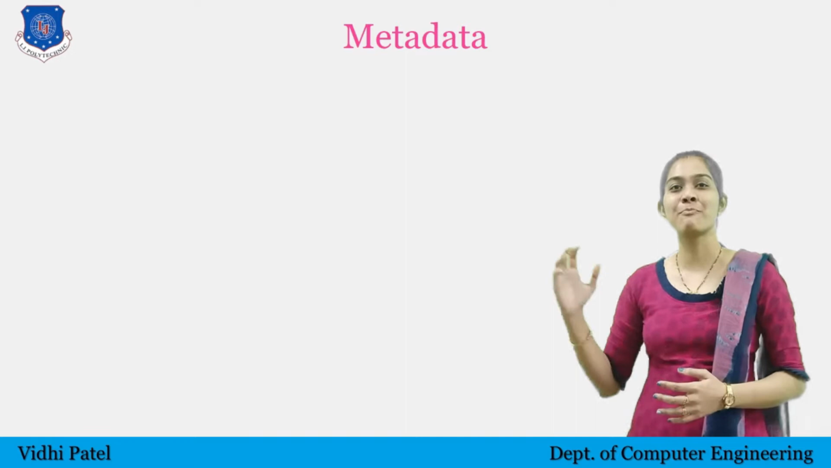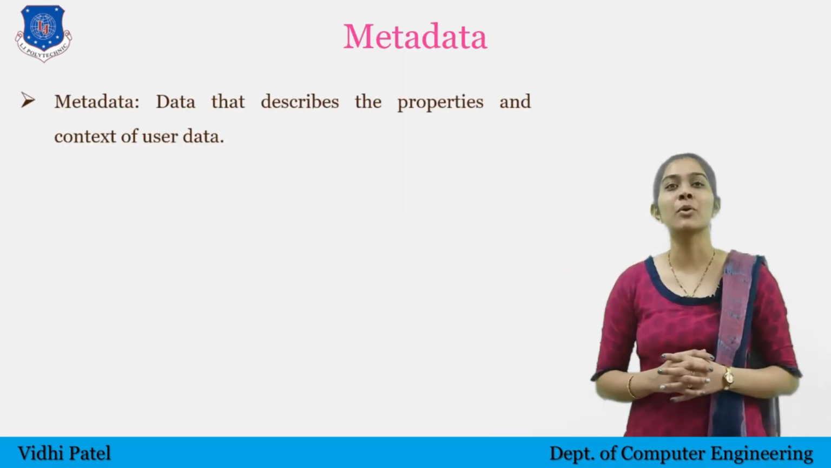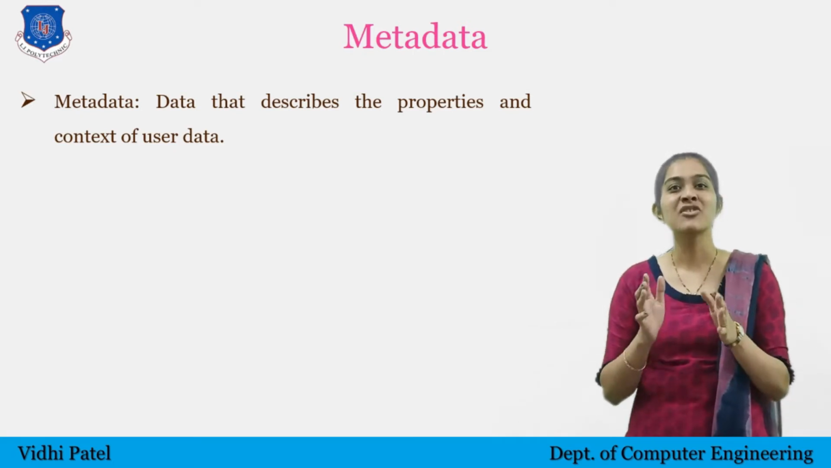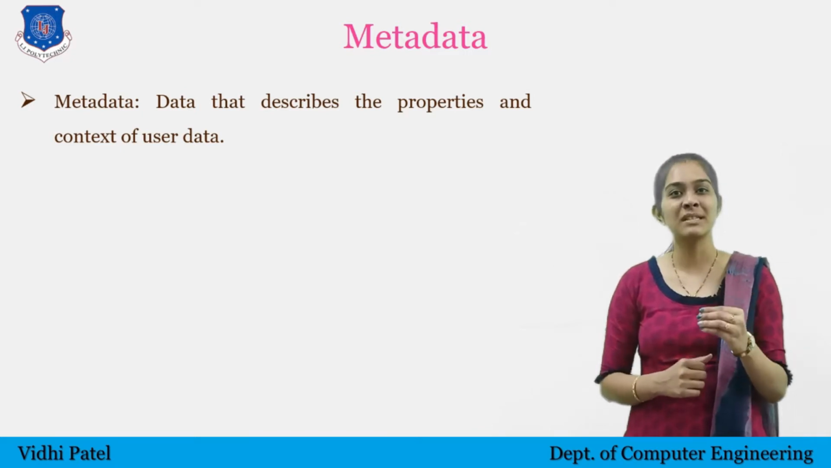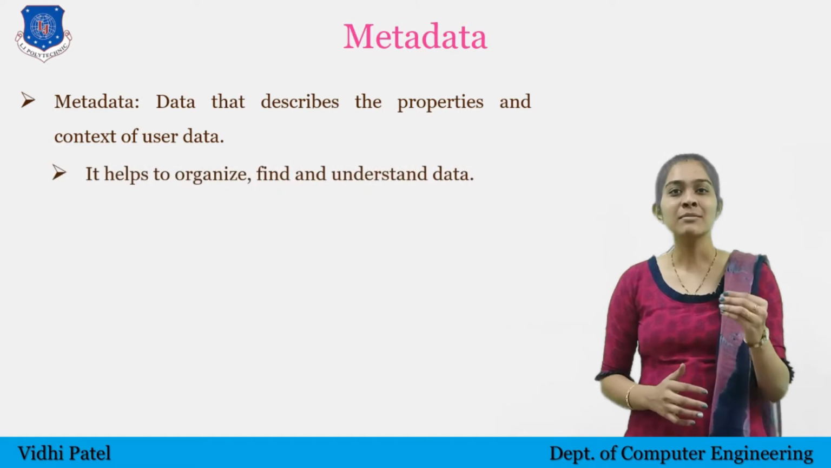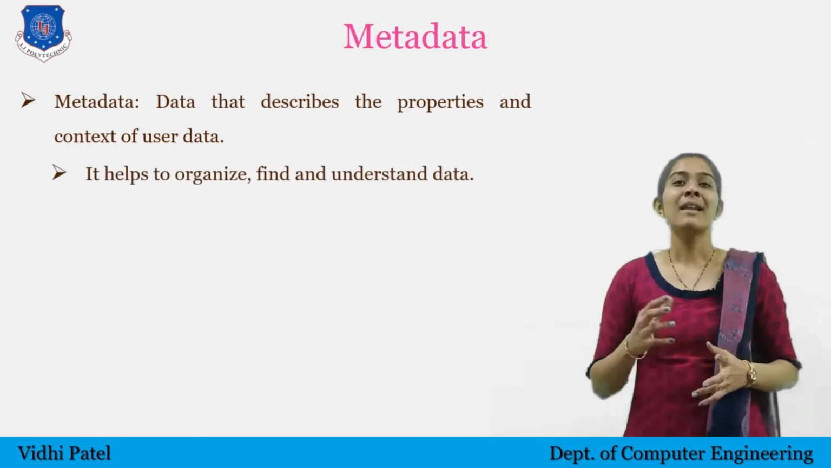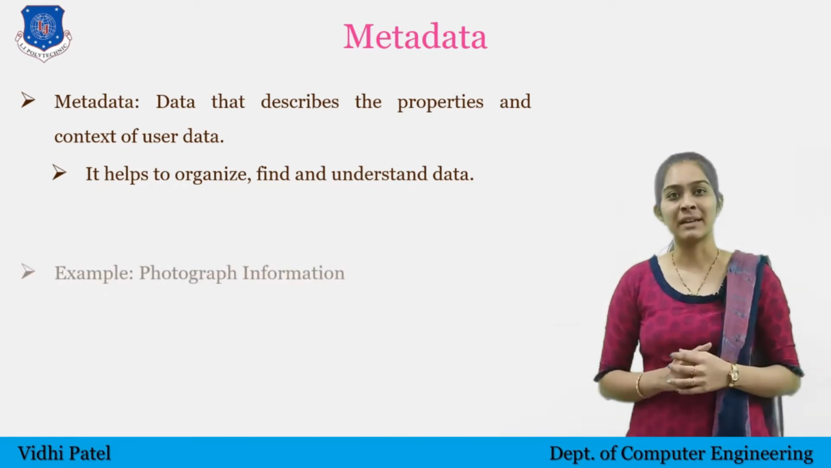Next term is metadata. Metadata is simply defined as data about data. The word meta is a prefix that is generally the technical term for self-referential. It means it is the description and context of the data. It helps to organize, find and understand the data. Let me explain by giving a real world example of metadata.